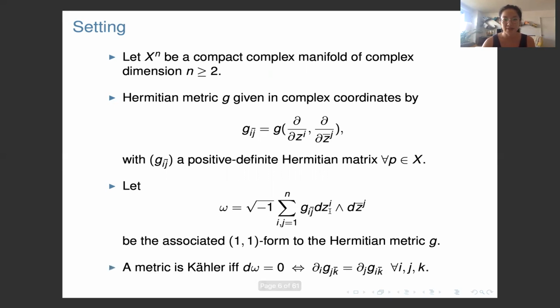We say that a metric is Kähler if and only if this real (1,1)-form omega is closed. In local coordinates, that's equivalent to saying that the partial derivative in the i direction of g_{j k̄} is equal to the partial derivative in the j direction of g_{i k̄}, for all i, j, and k.